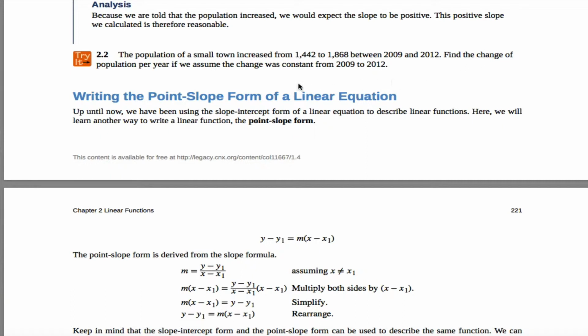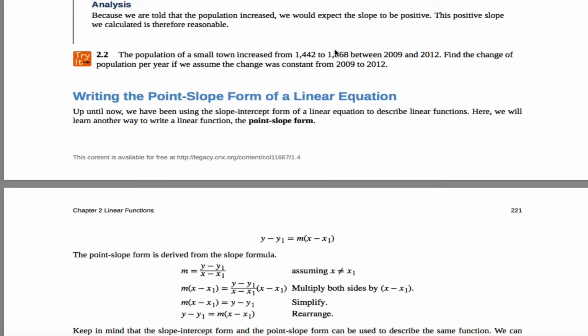How do you know it's a linear function? That's what we're getting at here when it says the change was constant. So it's not like the population stayed the exact same for a couple years and then one year it just boomed way up. Or the population went from 1442 to 2000 and then back down to 1868. A bunch of people left. Who knows? At any rate, the wording here is to tell you that it's a linear function and that we're asked to find the slope.